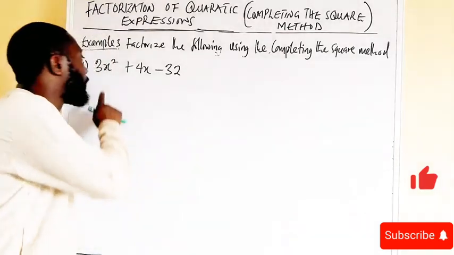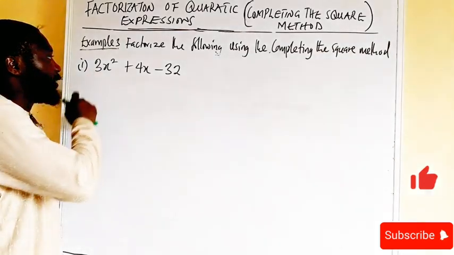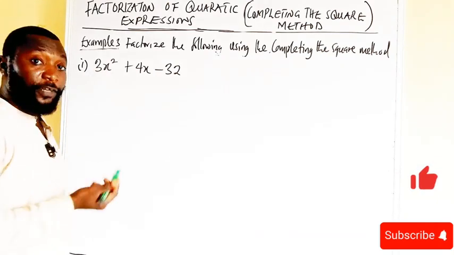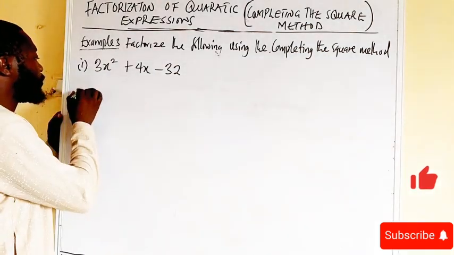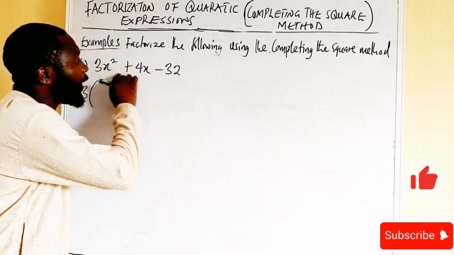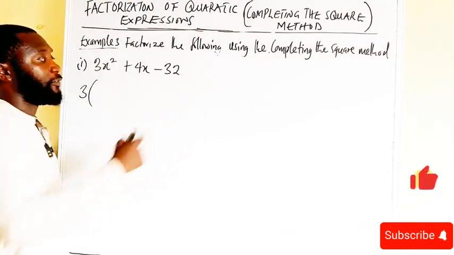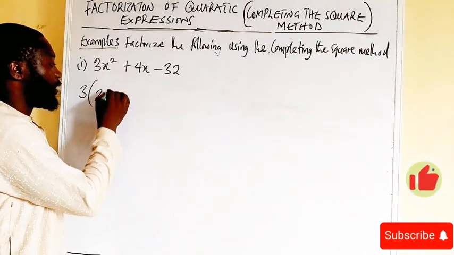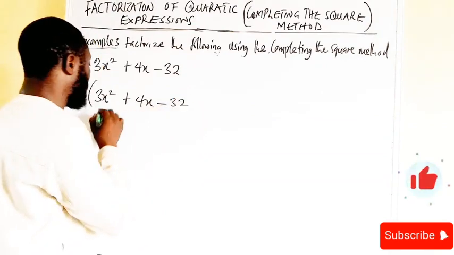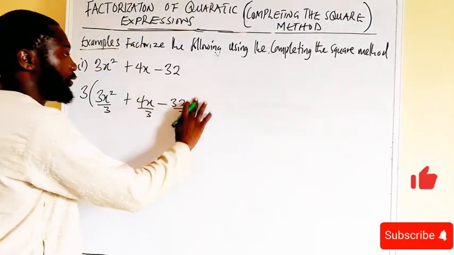In this question, coefficient of x squared is 3. So, to factorize out this is very simple. What you just need to do, you take out 3. At the same time, use 3 to divide all this. Take out 3, use 3 to divide everything here. So that is 3x squared plus 4x minus 32, over 3, over 3, over 3. Then you close your bracket.